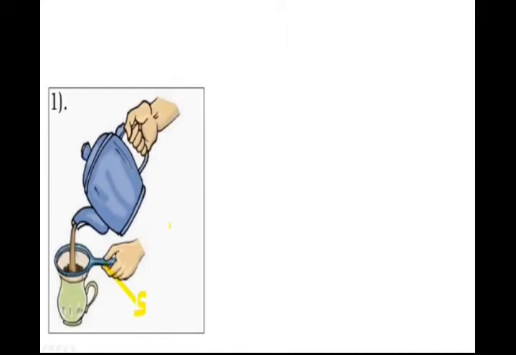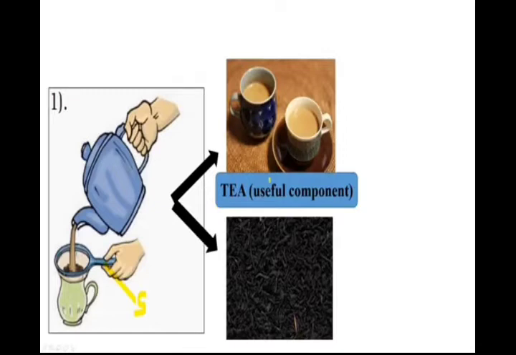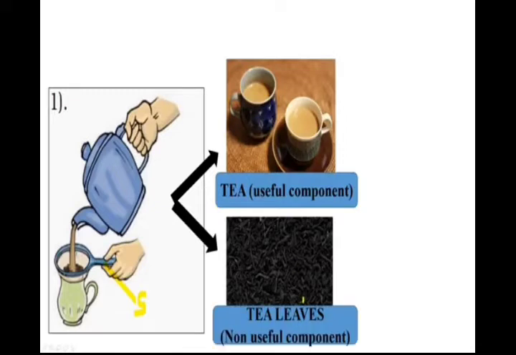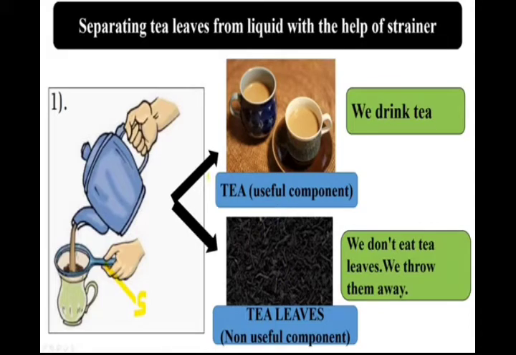If you want to drink the tea, what do you have to do? You have to separate the tea leaves. So tea is a useful component, you want to drink it. The tea leaves are the non-useful components you want to separate. We drink tea and we throw away the tea leaves. For that, separation is required. So this is the importance of separation. Non-useful components are to be separated, and this is essential for the home.